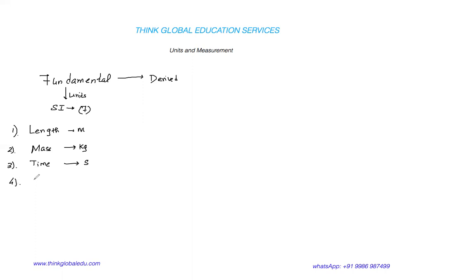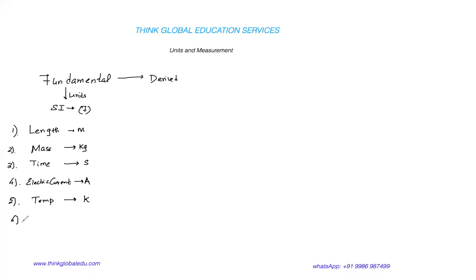The fourth fundamental quantity is electric current. Ampere is the unit of electric current, and it is represented by A. The fifth fundamental quantity is thermodynamic temperature. You can just write it as temperature. The SI unit of temperature is Kelvin, which is represented by the letter K.